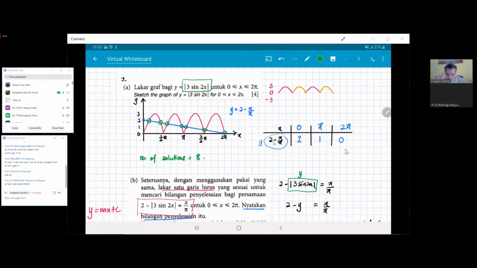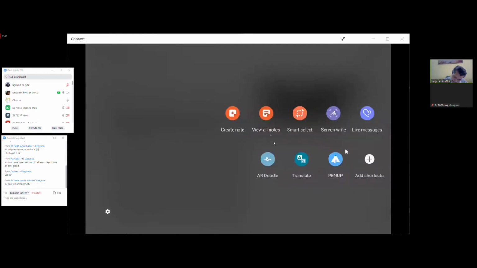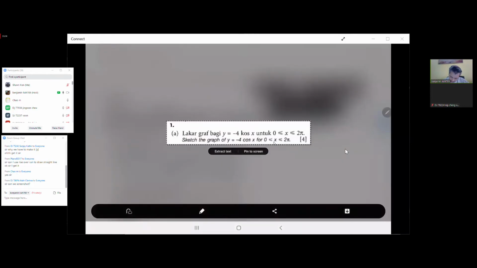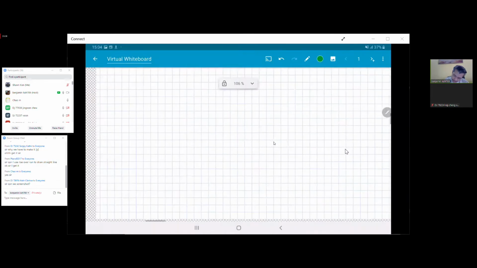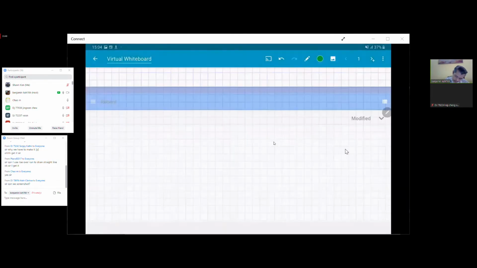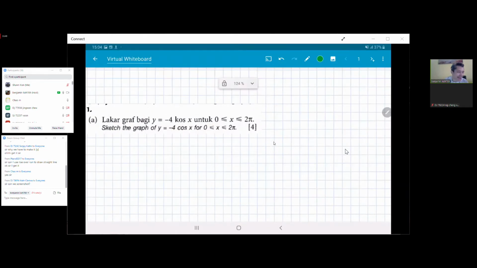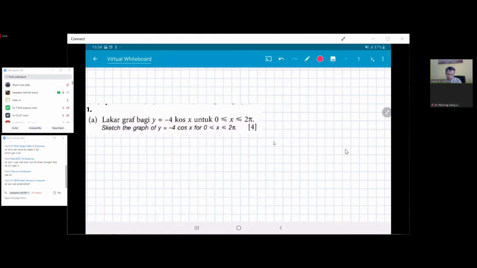Question number 1 now. All right. Again for 4 marks. You see, question number 1, they give you now is the cos graph. So I need to know what shape the graph is. Before you draw your graph, just have a rough idea of what the graph looks like. So I know this is the cos graph. So the cos graph should look something like this.